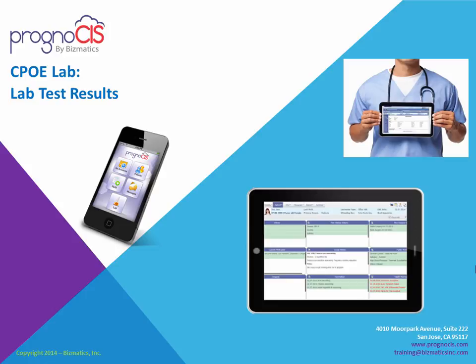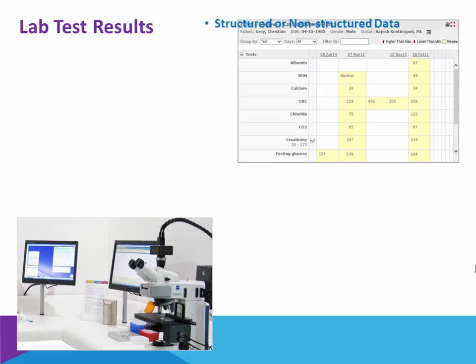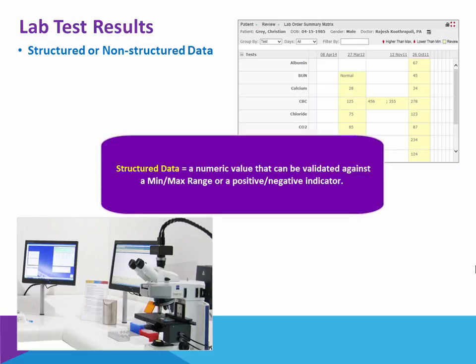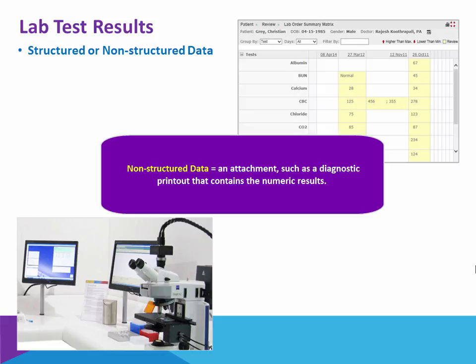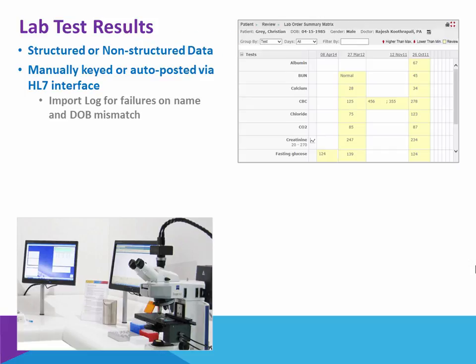CPOE lab test results. Once a lab test has been ordered, the results can be applied in the system. Now, lab results can come in the form of structured data or non-structured data. Structured data would be the actual numeric values in the context of minimum maximum ranges or even positive negative, whereas non-structured data is in the form of a fax or a scanned document, such as a diagnostic report that includes the results. Results can be entered either manually by a human or auto-posted through an electronic interface.